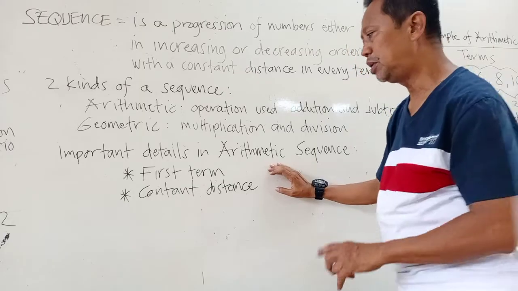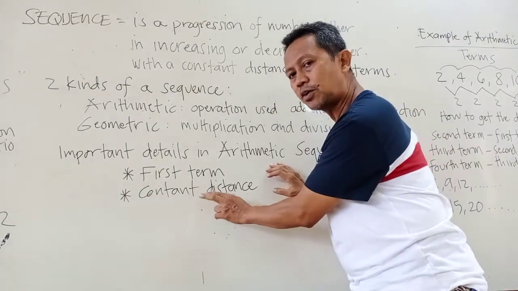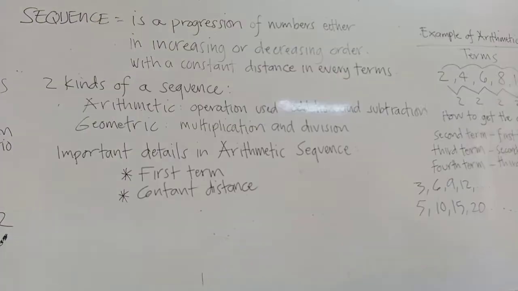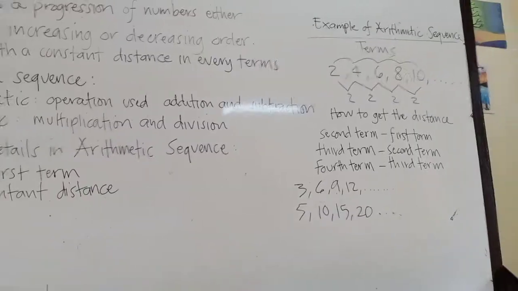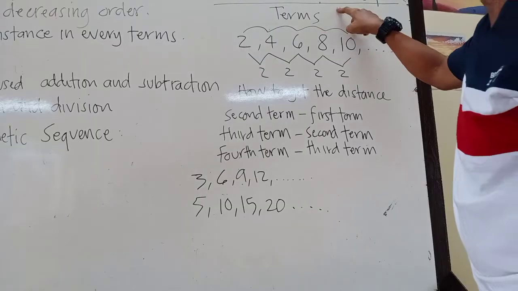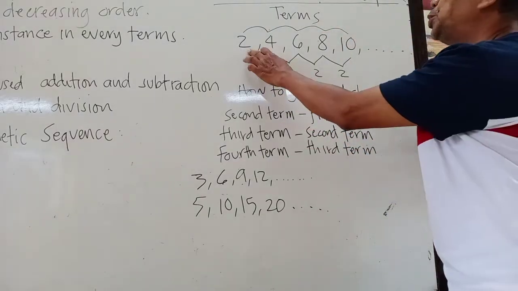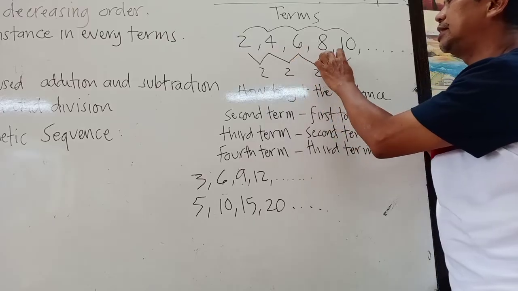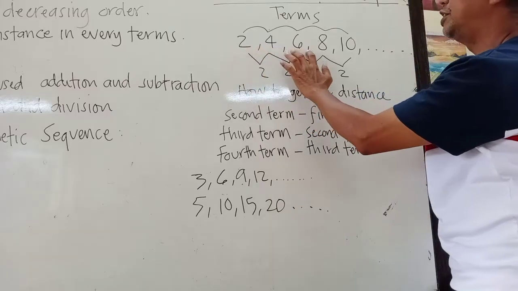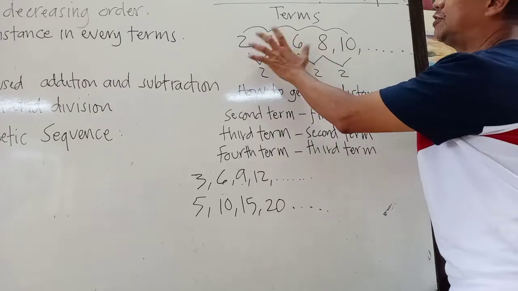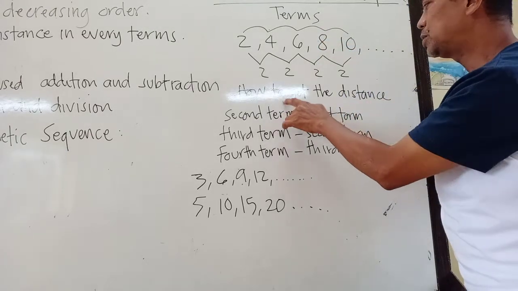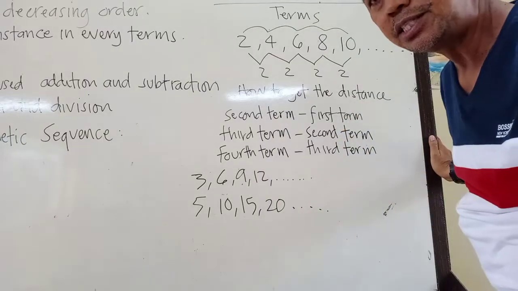So all you have to do is know what a constant distance is. And how do we get the constant distance? Example of an arithmetic sequence: 2, 4, 6, 8, 10. How many terms? There are 5 terms: first, second, third, fourth, and fifth. These 5 numbers are what you call the terms. And then, how do we get the distance?